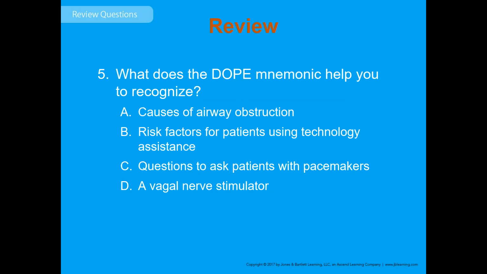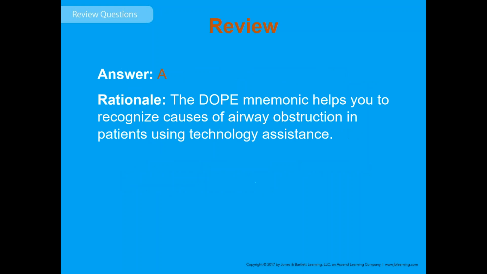So when we're talking about DOPE, it was displacement, obstruction, pneumothorax, and equipment. Most of that is for airway obstruction. That's when we're thinking intubation, tracheostomies. It helps us figure out if something has gone wrong, whether it's a piece of equipment that failed or something with their anatomy or the lungs themselves.